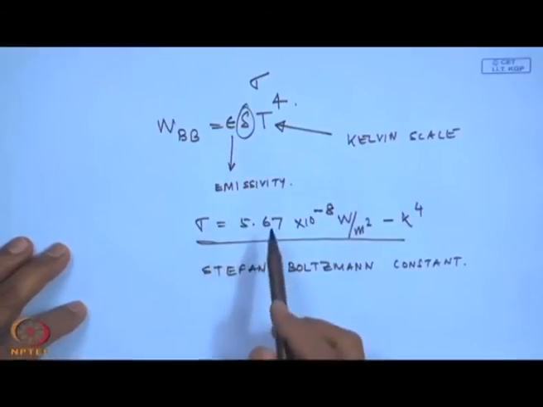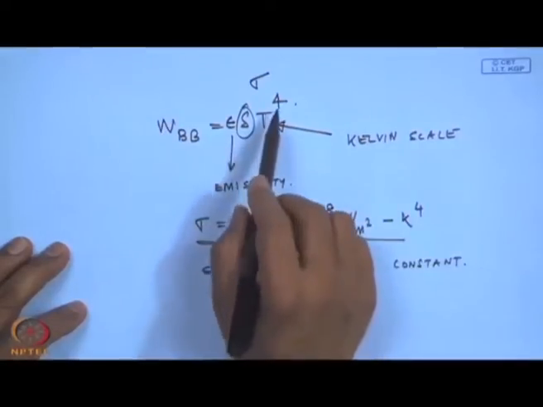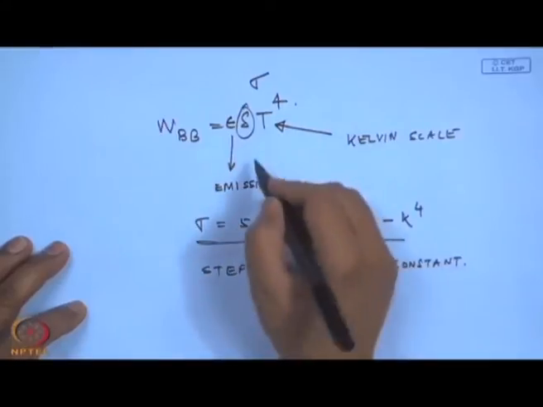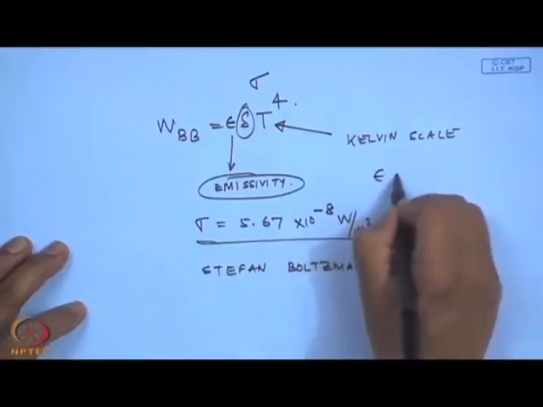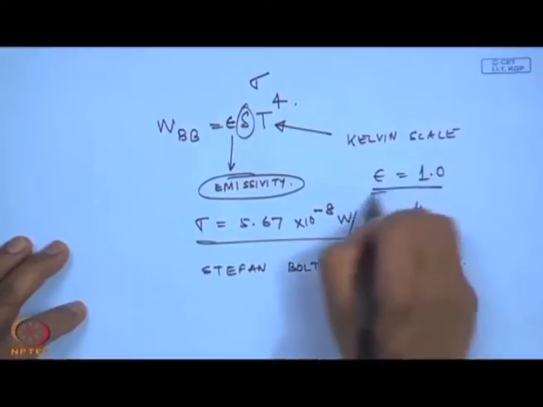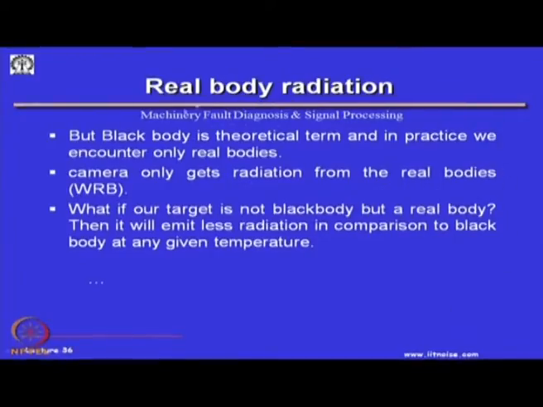So, any body which radiates heat energy can be estimated by this expression, where this is a parameter for black body, this happens to be 1, for other bodies we will see what the values are. So, black body is a theoretical term, and in practice we encounter only real bodies. Cameras only get radiation from the real bodies. So, what if our target is not a black body, but a real body? Then it will emit less radiation.